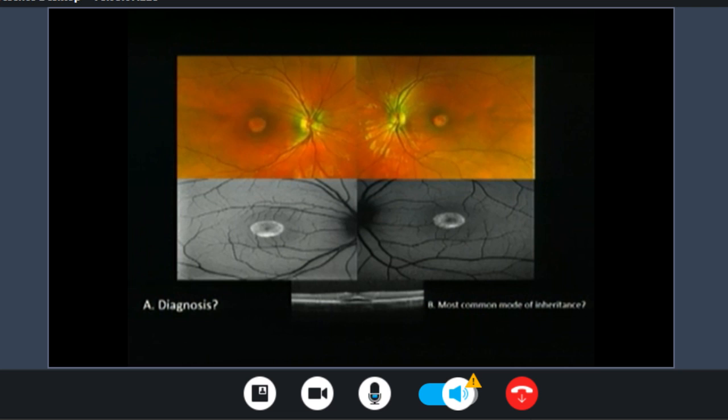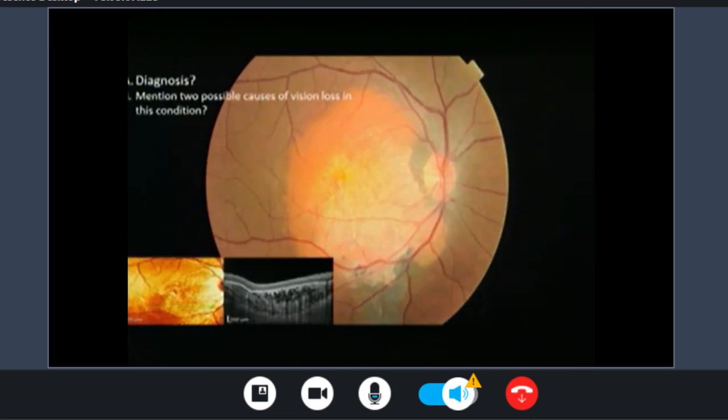Question four. This is a 28-year-old male complaining of decreased vision in the right eye for 2 years. Visual acuity is 20/160 in the right, improved with correction to 20/80. So A, diagnosis. B, mention two possible causes of vision loss in this condition.